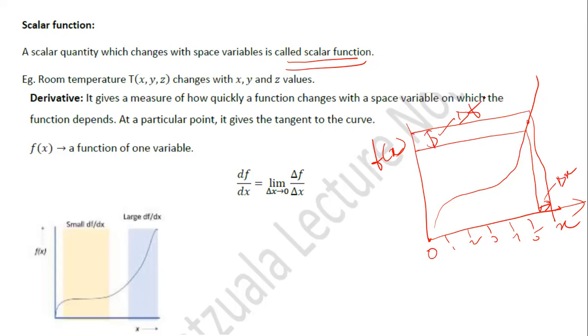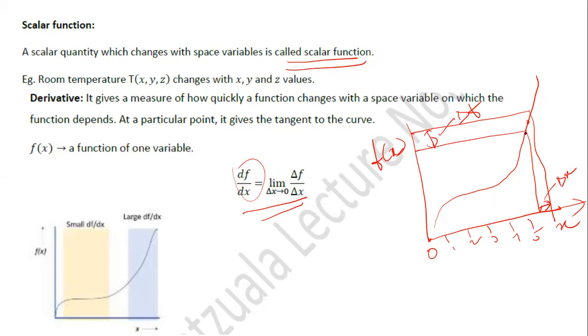And we know that the derivative by definition is given like this: del f upon del x in the limit of del x tending to 0. This is called the derivative. Now, when del f is quite large for a small change in del x, that means your derivative will be large. That is, the slope of the function will be large.